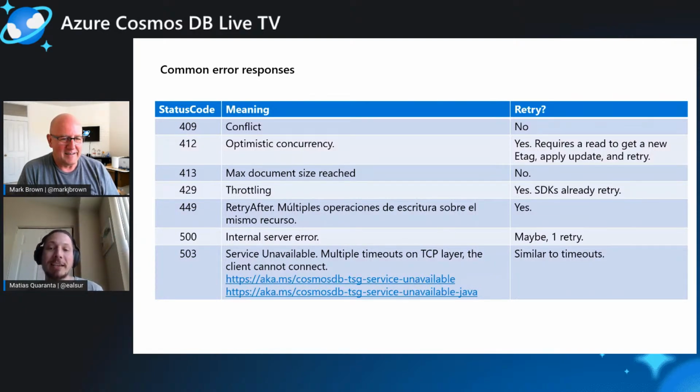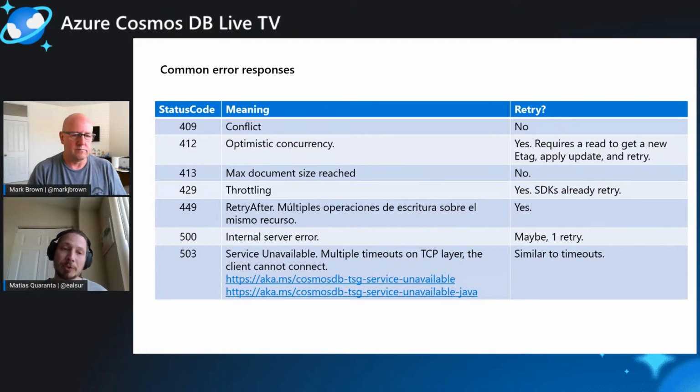429s are throttling. The SDK already retries this internally up to a particular amount of time that you can change using the Cosmos client options. If you get a 429 error code or exception surfaced, it means that the SDK already exhausted all the retries internally and is throwing the error back to you. You can either increase the configuration to retry more times, or have your own retry, like you mentioned, Mark, you have Polly, and you are deciding to keep retrying on 429s because you want the operation to succeed regardless.